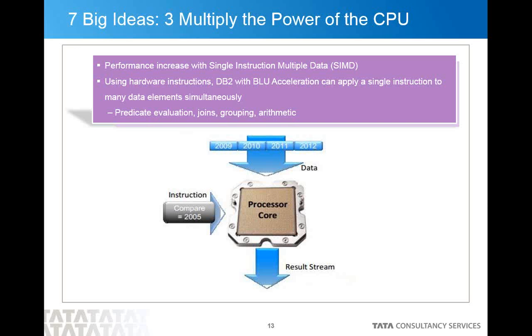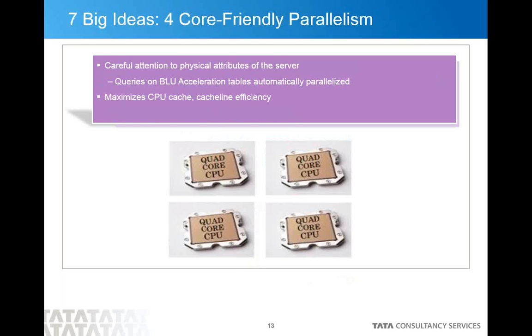Now, moving on to the next slide, the next big idea is core-friendly parallelism. Core-friendly parallelism is a very powerful idea. DB2 BLU leverages the processing cores that are available on a server. For BLU acceleration, main memory access is too slow. Whenever we say that main memory access is slow, we compare this with the access to CPU cache.